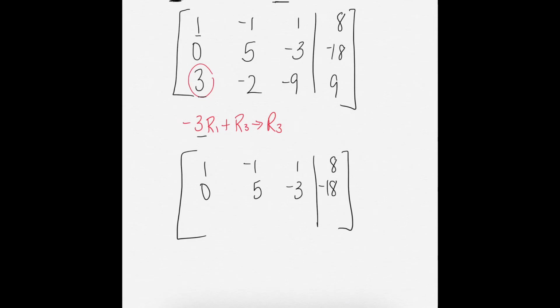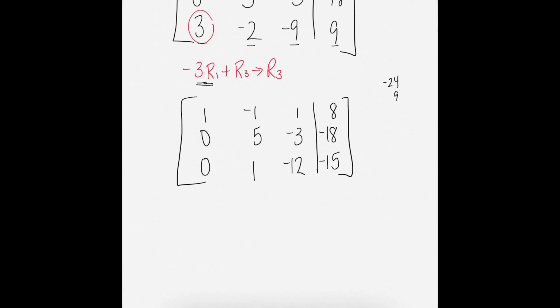-3 times 1 gives me -3, plus 3 gives me 0. -3 times -1 gives me positive 3, plus -2 gives me 1. -3 times 1 gives me -3, plus -9 gives me -12. -3 times 8 gives me -24, plus 9 gives me, what is that, negative 15? Okay, just double checking there. All right, another one down.